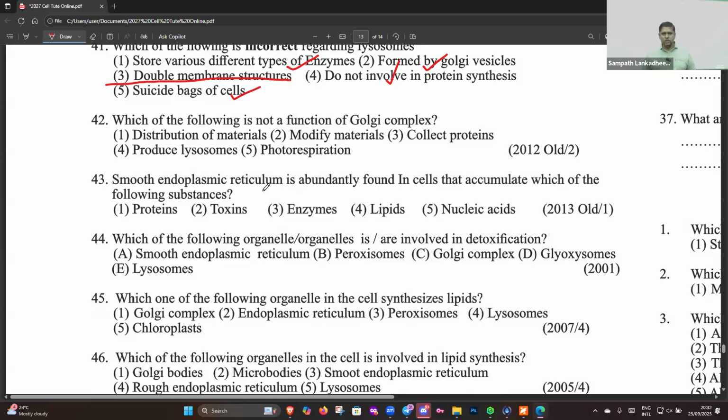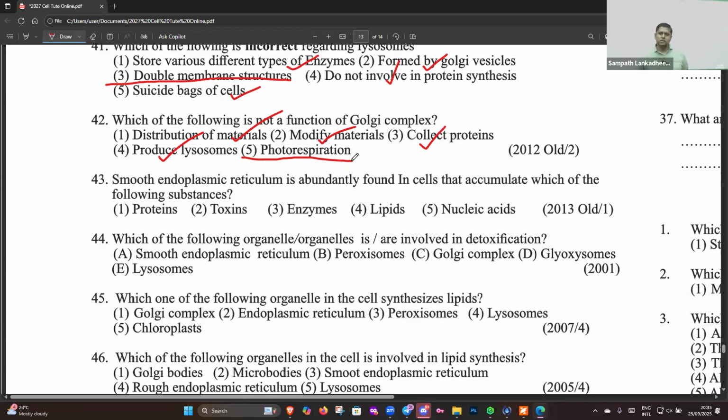Question number 42. Which of the following is not a function of the Golgi complex? Distribution of materials, yes. Modify materials, yes. Collect proteins, correct. Produce lysosomes, correct. Photorespiration, no. So the answer is 5, photorespiration.